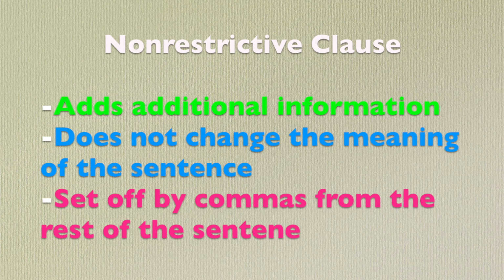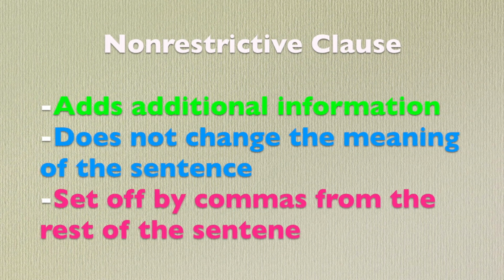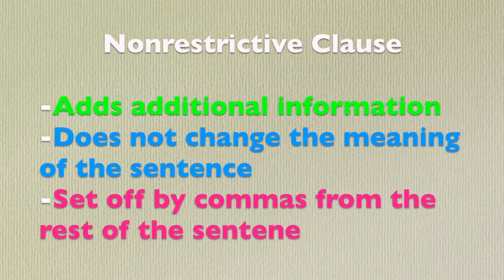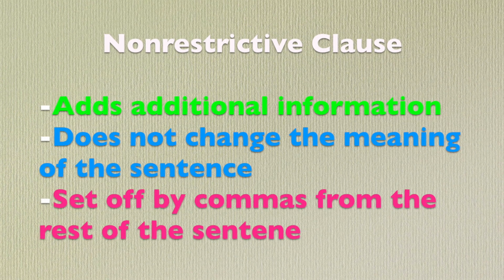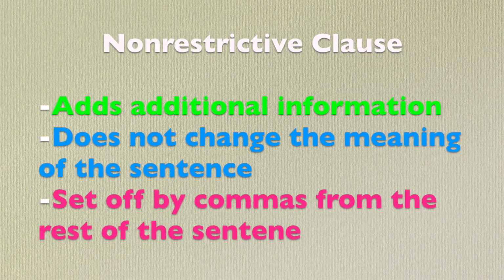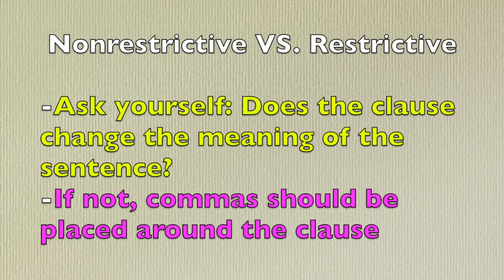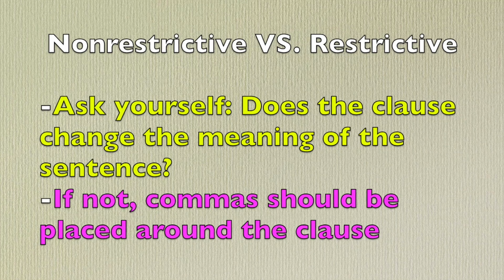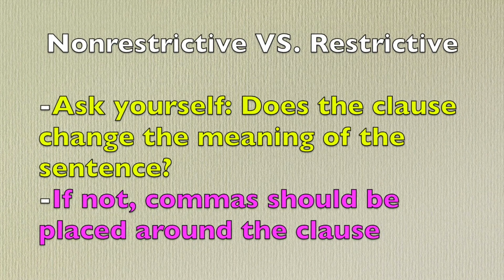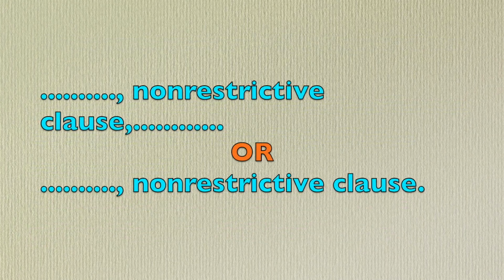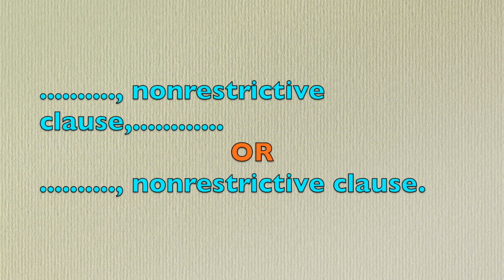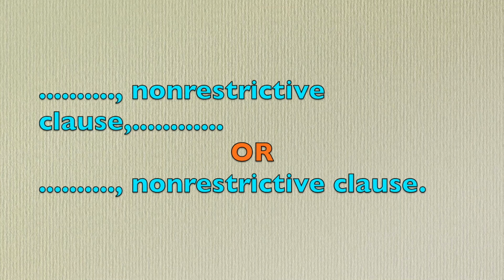To recap, a non-restrictive clause is a clause added to a sentence that gives additional information. If the clause was taken out of the sentence, the meaning of the sentence will not change. This is why the clause is set off from the rest of the sentence by commas. To correctly identify a non-restrictive clause as compared to a restrictive clause, just ask yourself whether or not the clause changes the meaning of the sentence or limits the subject of the sentence. If it does not, it is a non-restrictive clause, so be sure to place commas around it if the clause is in the middle of the sentence, or a comma before it if it's at the end of a sentence.